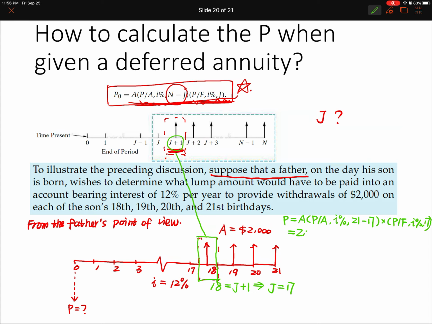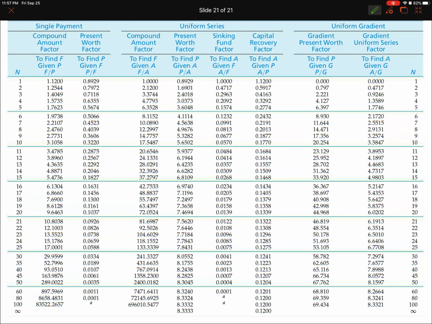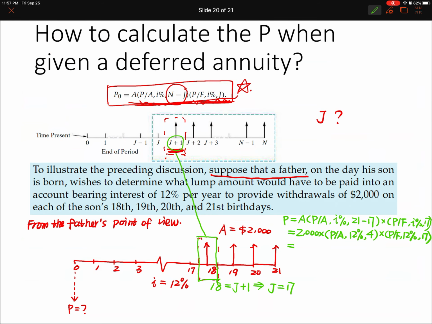So let's continue. A is 2,000. And the first factor is P slash A. I is what? 12%. 21 minus 17 is what? Is 4. Another factor, P slash F. I is 12%. N is 17. Okay? Now you just need to check the table. So the first factor is P slash A. So to find P given A, that's the column you're looking at. And number of periods is 4. So this is the row. Okay? And so this is the first factor you're going to use.